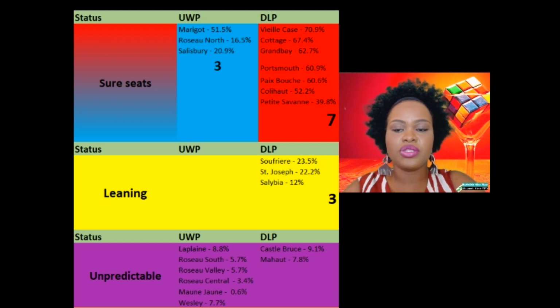And so if you look, you'll see under my sure seats, I have those three seats going to the United Workers' Party: Marigot, Roseau North, and Salisbury as three sure seats for the United Workers' Party, and the DLP having 7 sure seats, which are Vacas, Cottage, Grand Bay, Portsmouth, Paybush, Collyho, and Petit Savan.